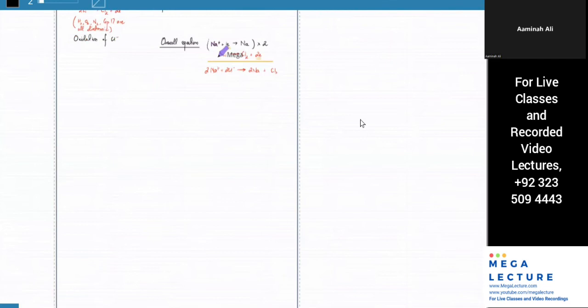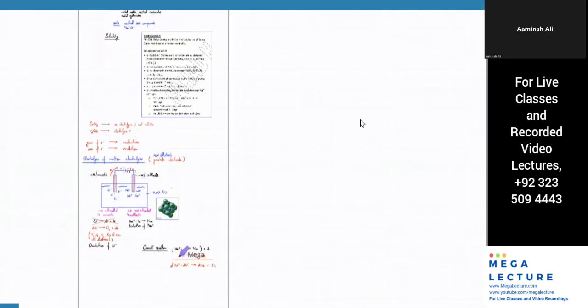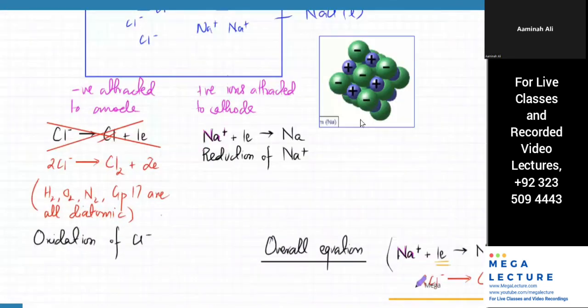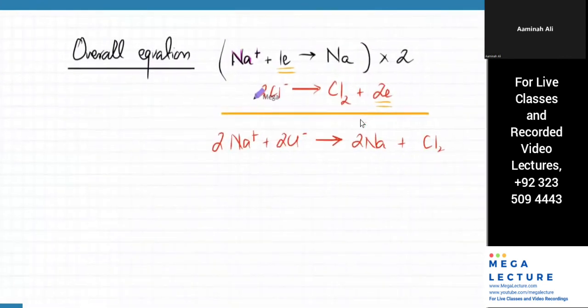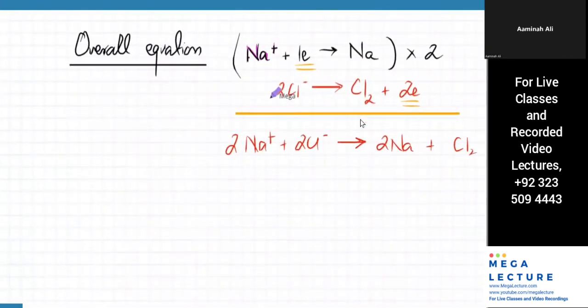Sir, so when we add the equations together, do we just disregard the electrons? Do we disregard the electrons? Because they get cancelled out like in a math equation. On the left side, I've got 2 electrons, right? On the right side, I've got 2 electrons as well, right?